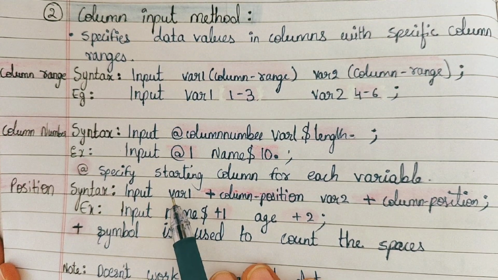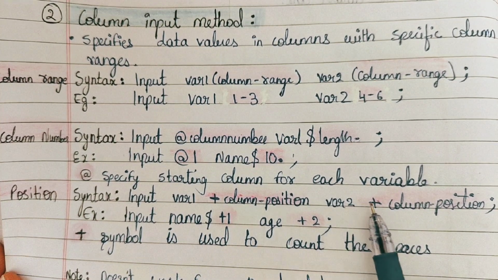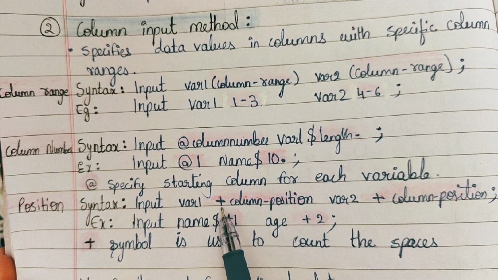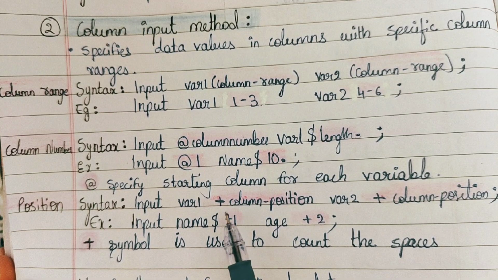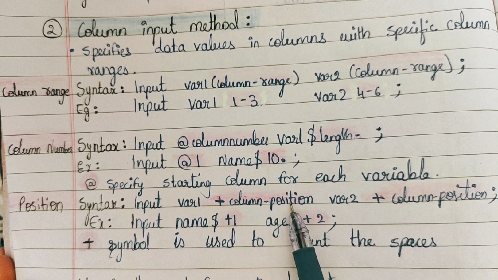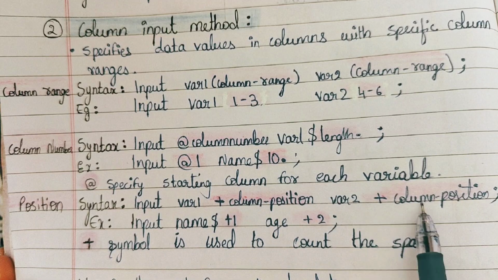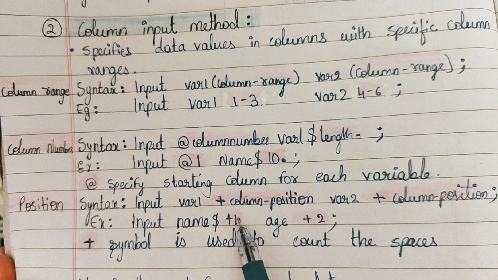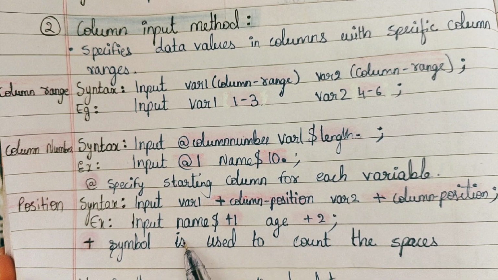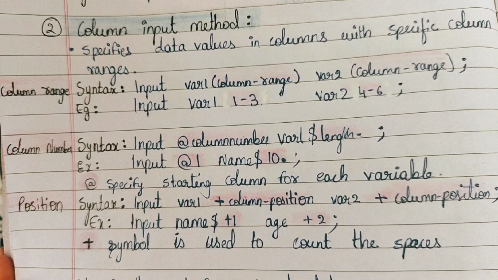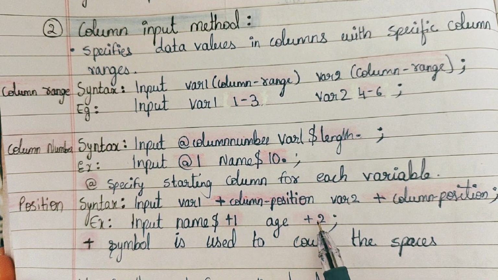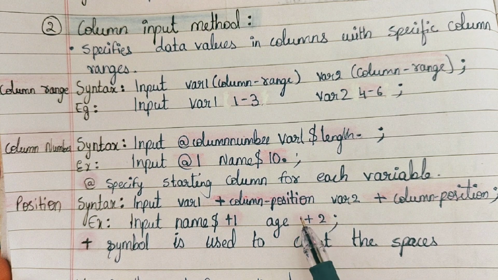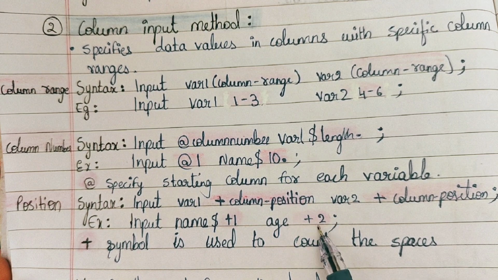Position syntax. Here input variable 1 plus column position, variable 2 plus column position. Why are we using plus? To count the spaces we use the plus symbol. For example, input name $ +1. The +1 is a symbol used to count the spaces. 1 means only 1 space is there. If there are 2 spaces, you should use 2. If there are 5 spaces, you have to give 5. After age, however many spaces there are, we have to give here.